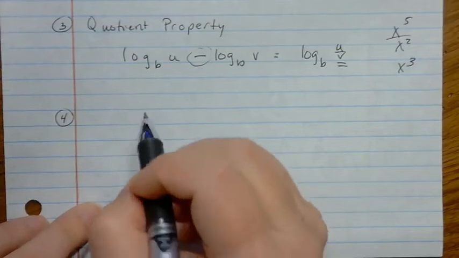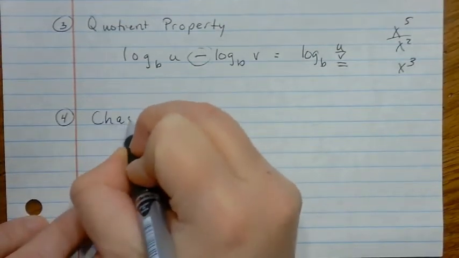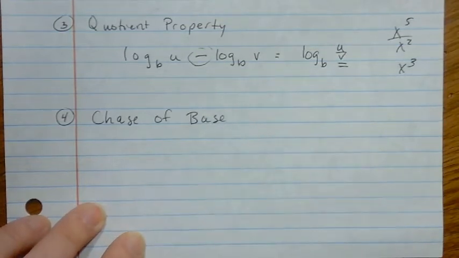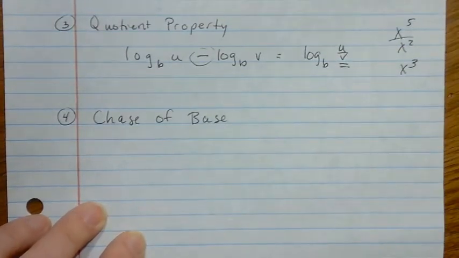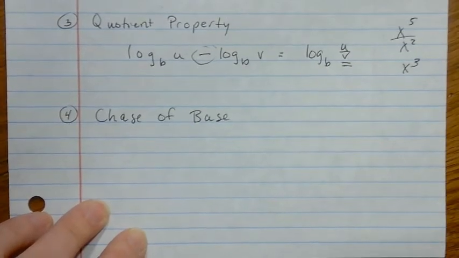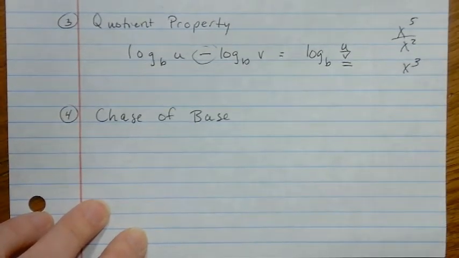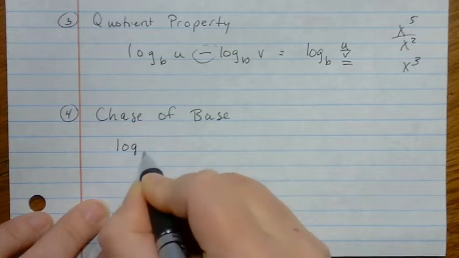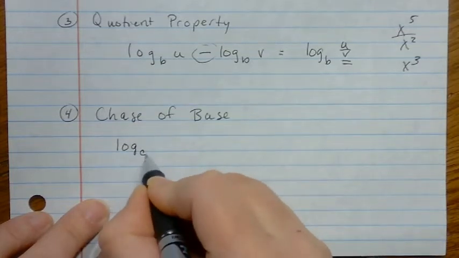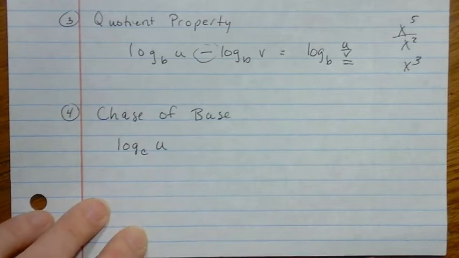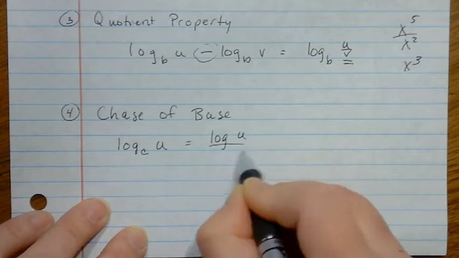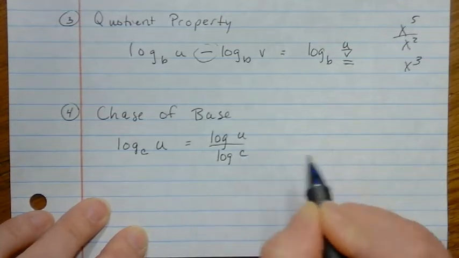is this one, the change of base. The change of base was really important back before there were calculators that could turn everything into the right kind of base. But the change of base says this: if you have log base any number of u, you can turn that into the common log by doing the common log of this number over the common log of this number.